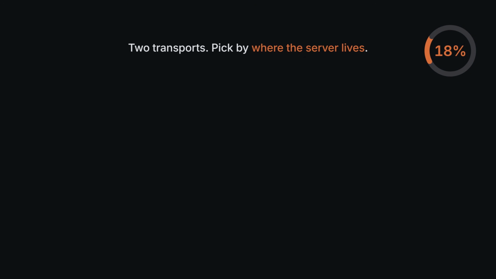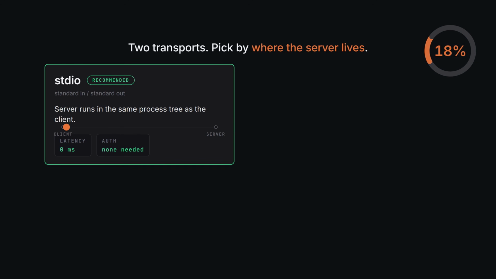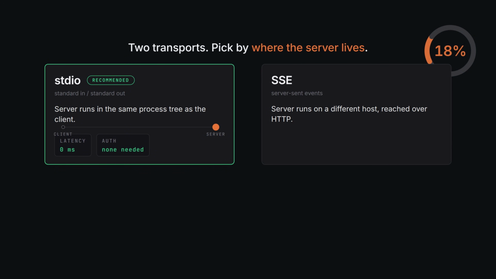Third, transport selection. MCP supports 2 transports. The STDIO transport runs the server in the same process tree as the client over standard input and output. 0 network latency, 0 authentication overhead, and it is the default whenever the server can live on the same machine. The SSE transport, server-sent events, runs the server on a different host, and the client connects over HTTP, which adds network round trips and forces you to design an authentication scheme.